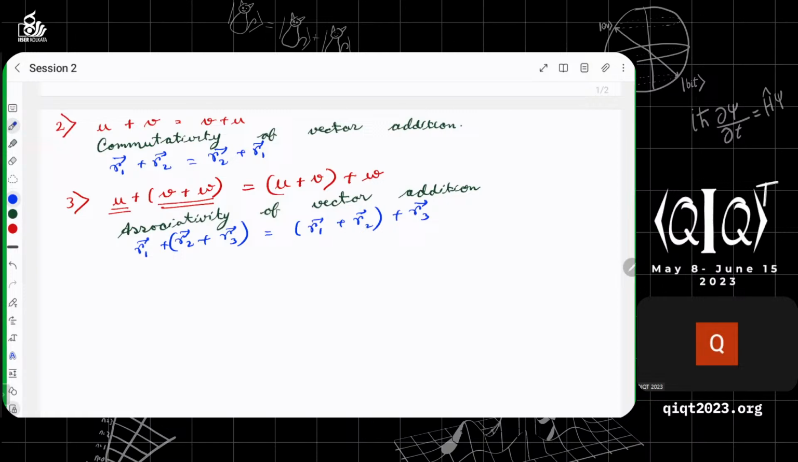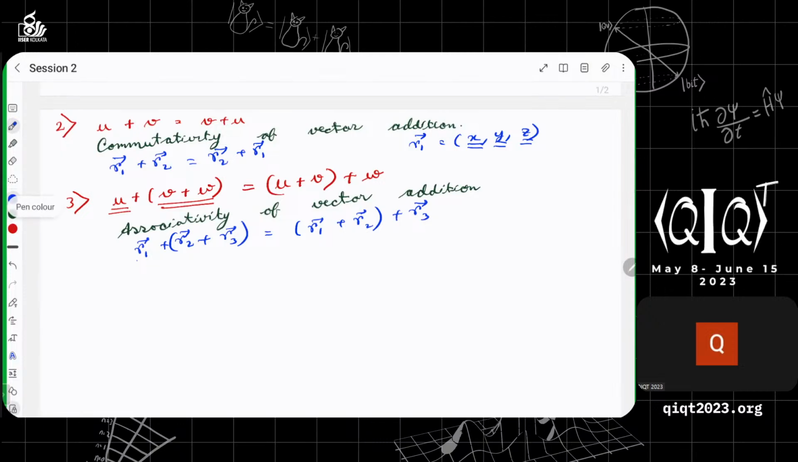So if you remember, an R3 vector is nothing but a tuple of real numbers, right? So X, Y, Z, something like that. So since the individual elements are commuting under addition, so the real numbers are commutative and associative under addition, the entire vector which is formed out of these is commutative under addition and associative under addition.